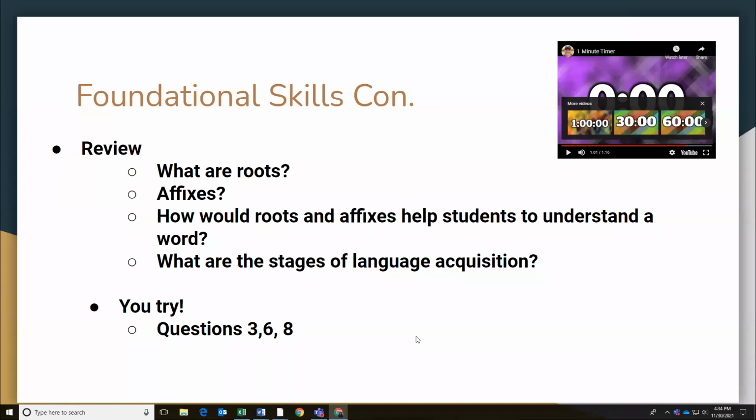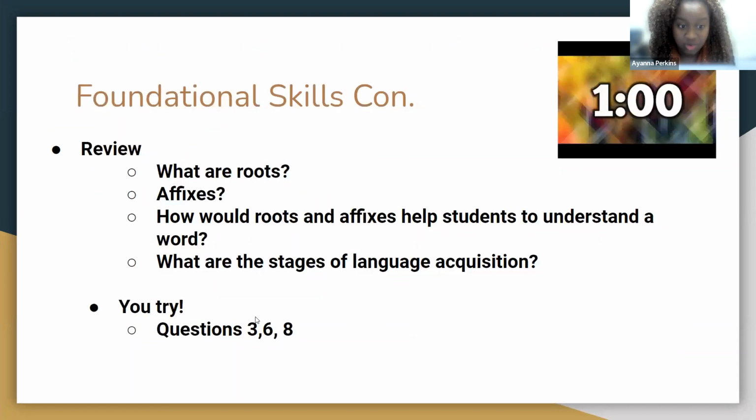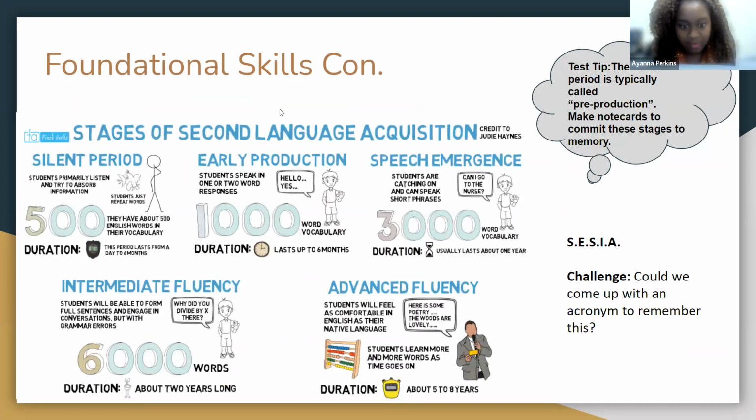So I know there's the silent stage, the emergent stage. I think there's one in between there, and then intermediate and advanced. Good, wonderful. All right, so we're gonna just go back for just a second. And this is something that I don't expect you all to learn right at this moment, but I want you all to make sure you understand, even if you don't know the names of them, what happens at each of those stages. So silent period, they're gonna kind of primarily listen.